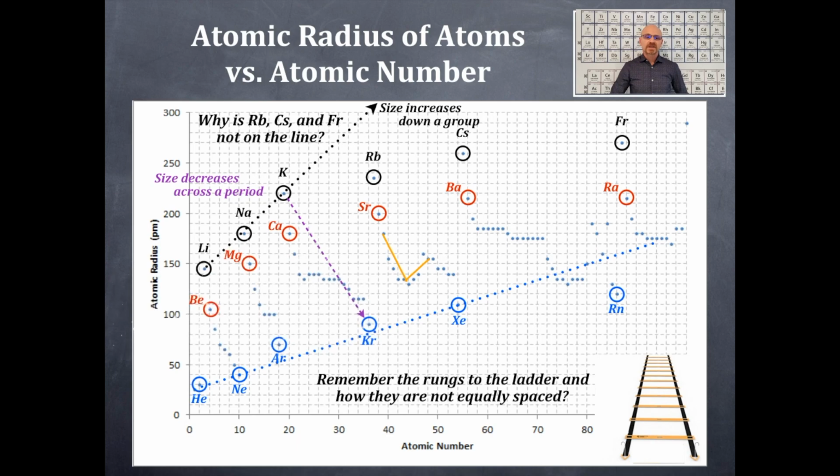Okay, then the size decreases going across a period. From the right to the left, the size increases, but it decreases going across a period like potassium, and so from the left to the right, the size decreases. Okay, that's the real rule there: the size decreases across a period going from left to right.